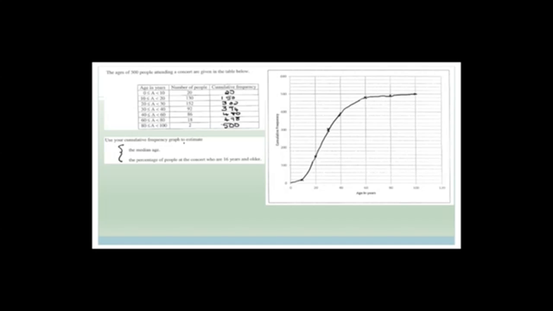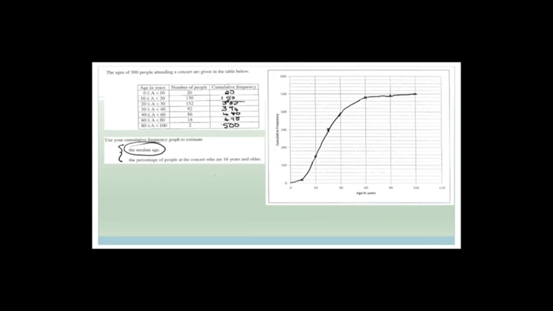Now it says use your cumulative frequency graph to estimate the median age. The interesting thing about using the cumulative frequency graph is that normally you've got y equals mx plus c, and y is dependent on x, so you read along the x-axis and then read up to find the y value. In this case, we're going to do it the other way around. The cumulative frequency is 500, so halfway, the median age has to be in the group that works out to be 250. Here is 150, there's 302, so the 250th reading has to be somewhere in this group here, okay?